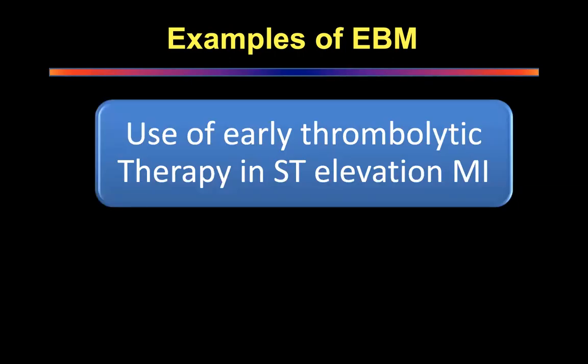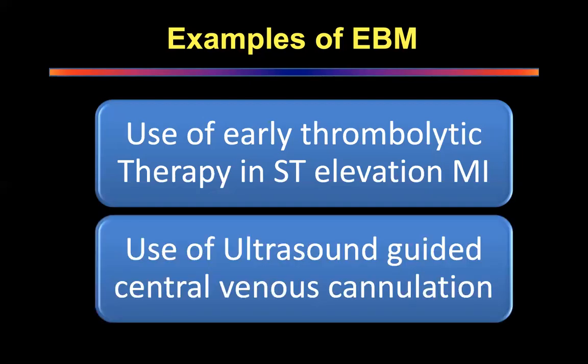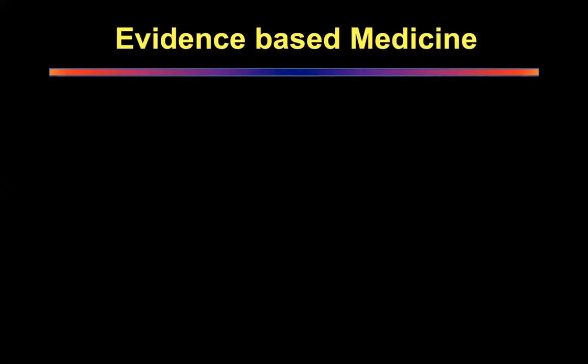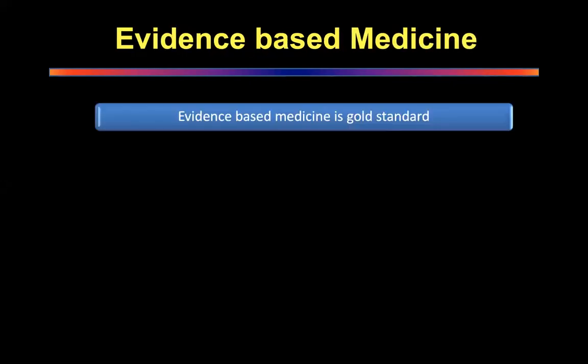So two good examples of how evidence-based medicine dramatically changed clinical practice. One was the use of early thrombolysis therapy in ST elevation MI. It's a classic example. You must go back and read this paper, and it will tell you in a beautiful way how before this was not being done and after this suddenly started being done. And then the second one was use of ultrasound guided central venous cannulations. Both of these are beautiful examples of direct application of evidence-based medicine, which has changed clinical practice in patients.